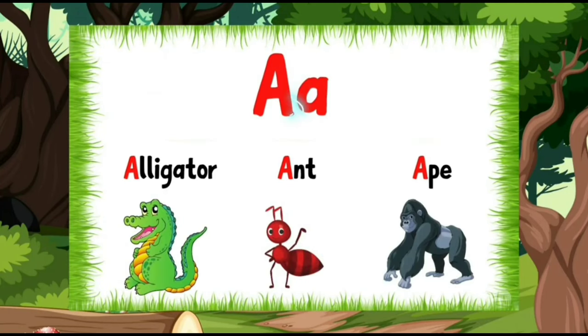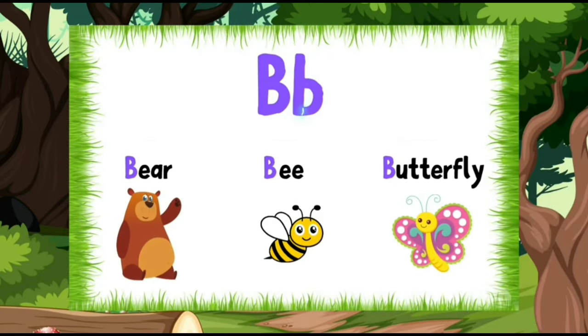A. A is for alligator. Ant. Ape. B. B is for bear. B. Butterfly.